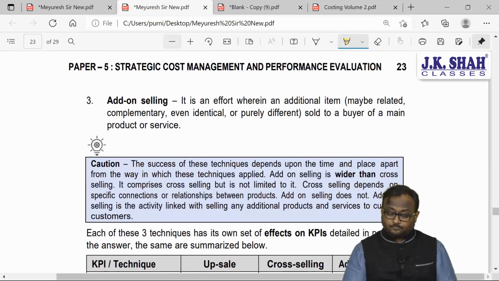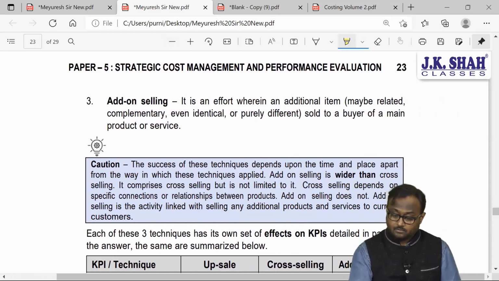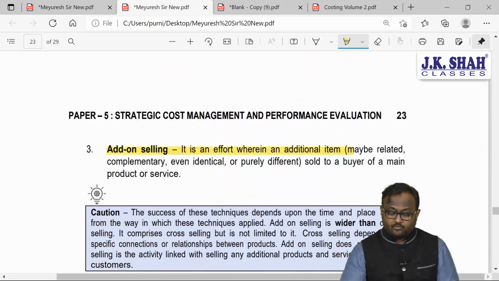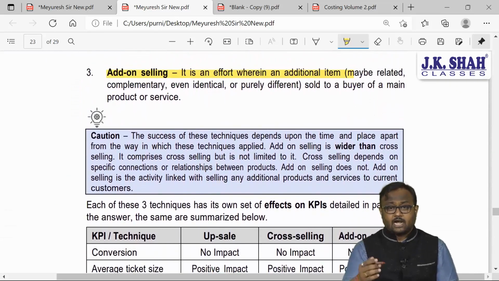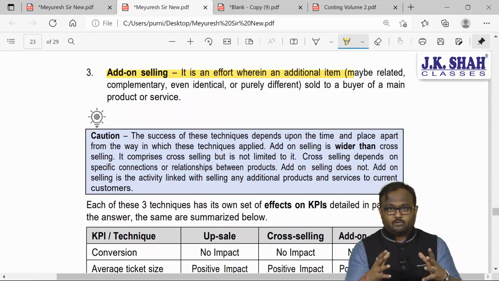Add-on selling. Give something additionally to the customer. Maybe related, maybe complementary. It's not free of cost. Related concept or identical concept are totally different. I can give you one more example of cross selling and add-on selling. Add-on selling was, you bought a mobile, so sell a stand. You bought a laptop, sell a skin, that is add-on selling.